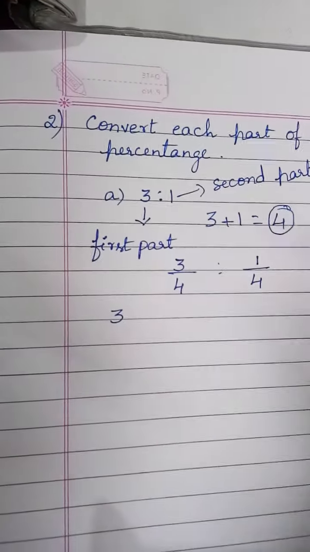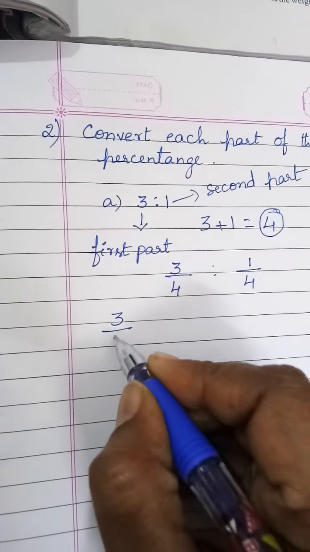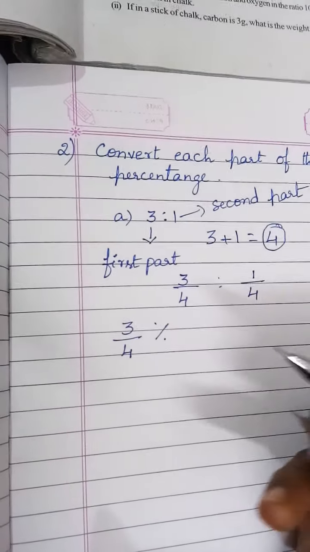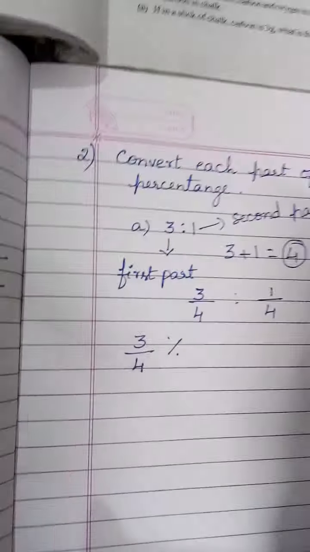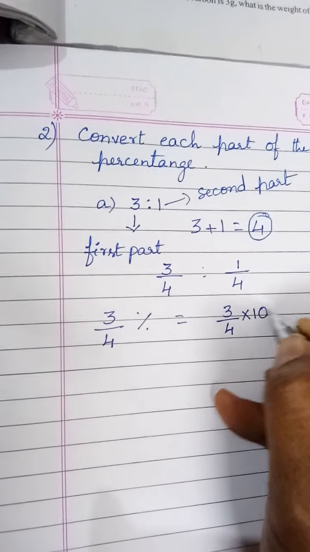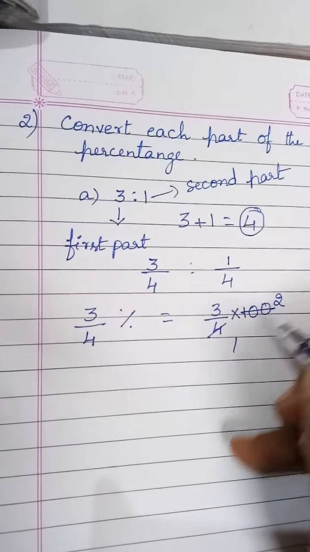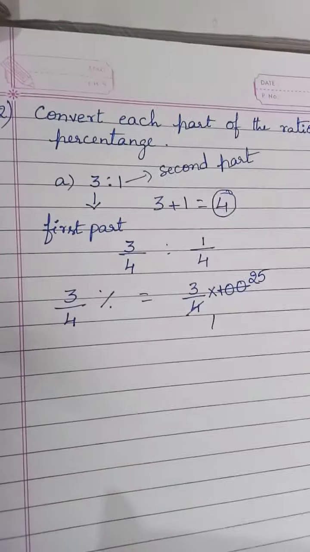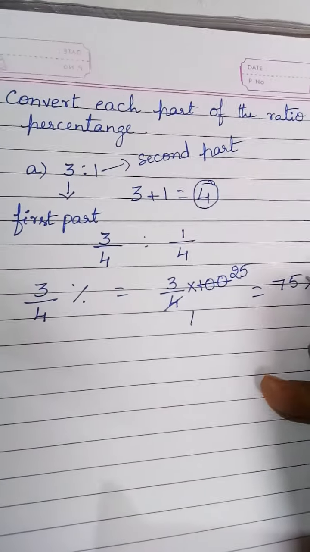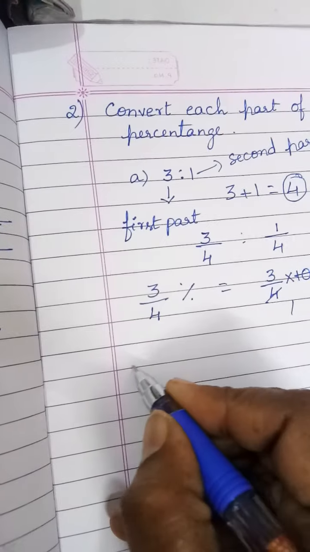Okay. Now find out the first part percentage. 3/4 percent you have to find out. 3/4 percent means 3/4 into 100. Now do the cancellation. 4 1s are 4, 4 25s are 100. What is the total? 25 3s are 75%. 75%. Now the second one, second part.